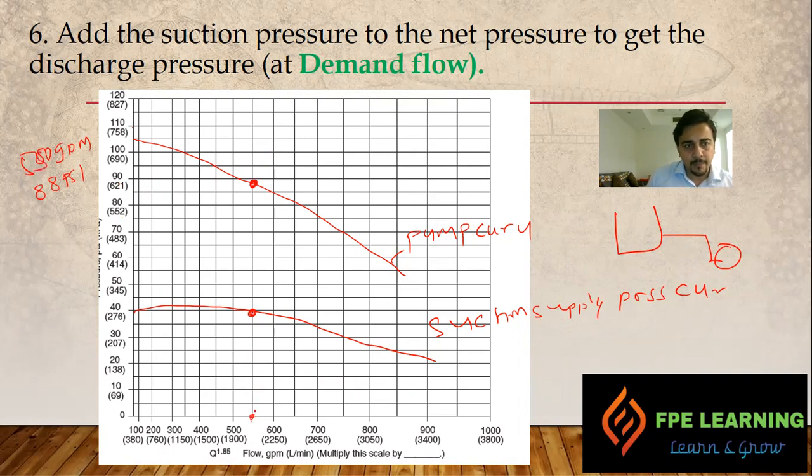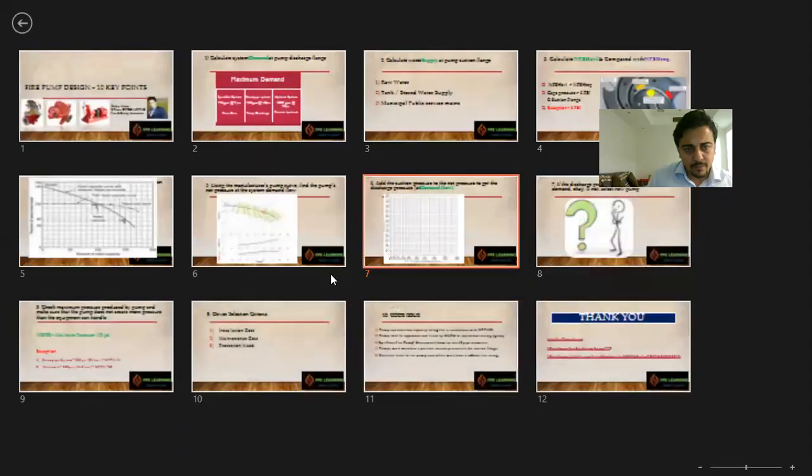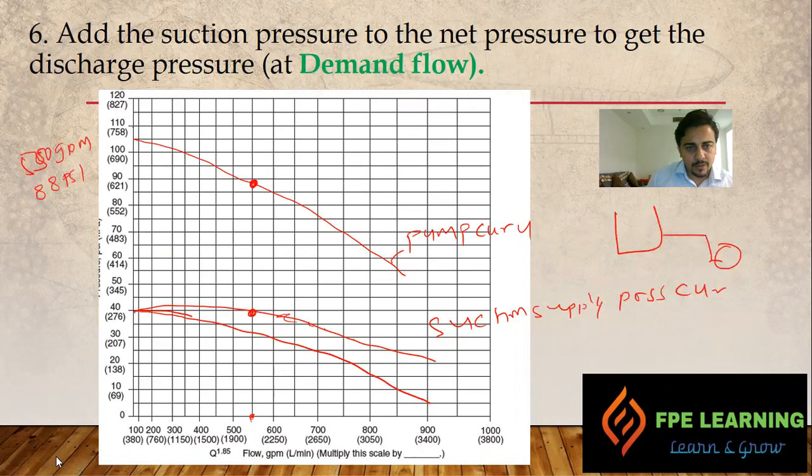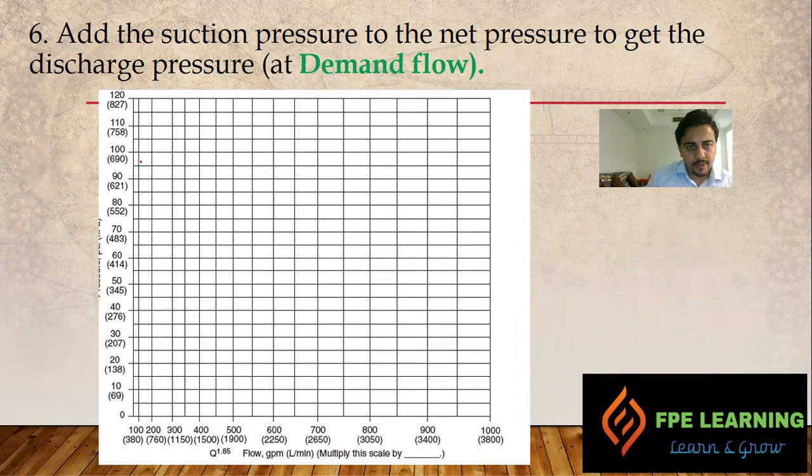So at that time we have a pressure available of, the curve is not accurate. Let's draw a new one. So this is the pump curve, and this is a suction supply curve, and this is the net one. At this flow, if you are assuming these two, here we have 90 psi from the centrifugal pump, and then 30 psi from the suction supply. So the total equals 120 psi.